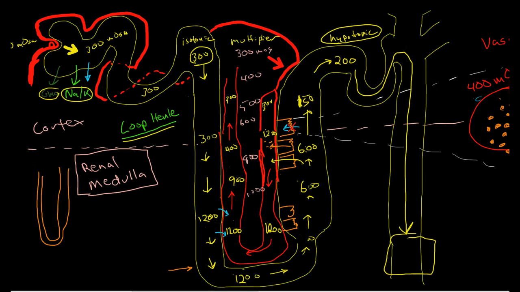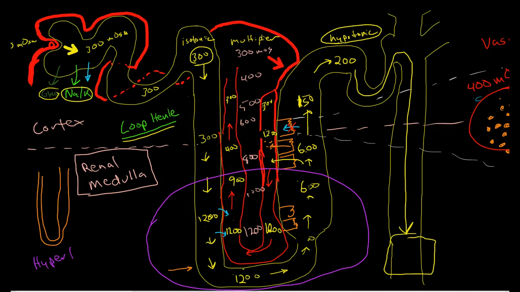And this is because of this countercurrent mechanism that's going on, right? Because this is all getting transferred to the interstitium. So the multiplier effect here creates what's called a hypertonic medullary interstitium. Okay, and this is made possible by the countercurrent of the loop of Henle and the vasa recta.